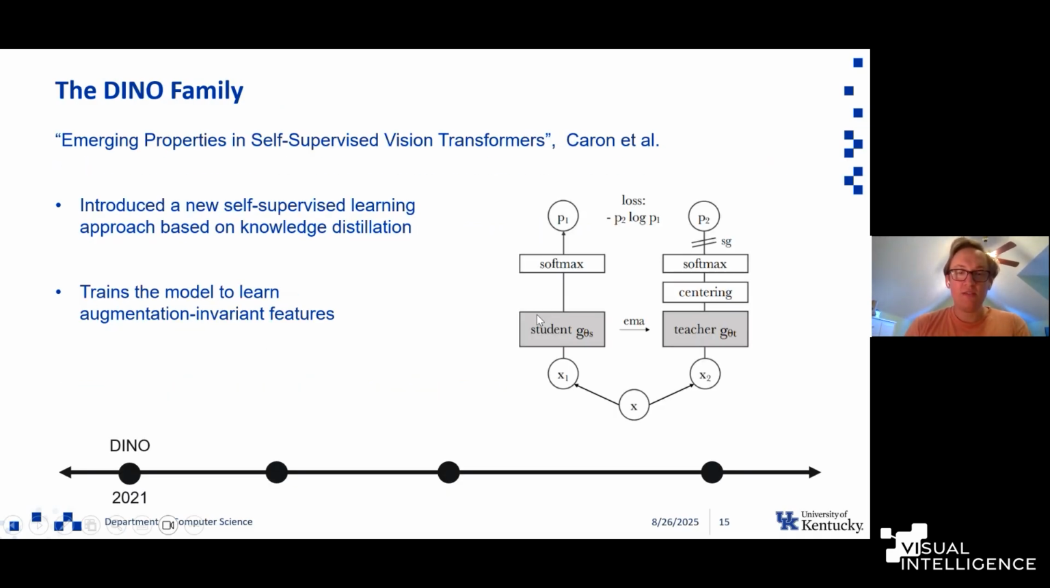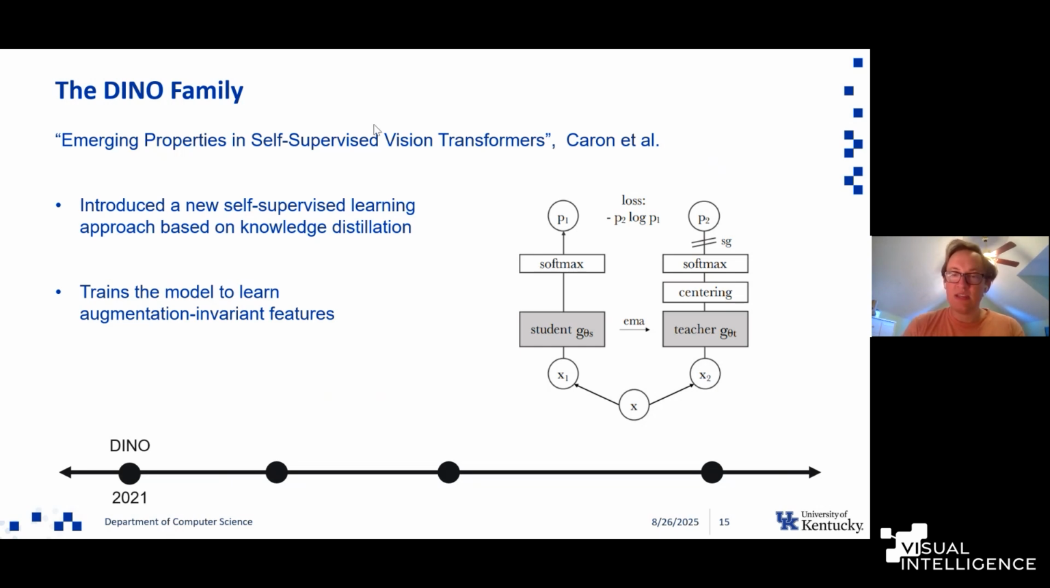Starting with DINO version 1, which came out in 2021. This paper was actually called Emerging Properties in Self-Supervised Vision Transformers. So even back then, they were training this with the intention of understanding what models were capable of. This DINO paper introduced a new self-supervised vision loss for training vision backbones based on knowledge distillation.